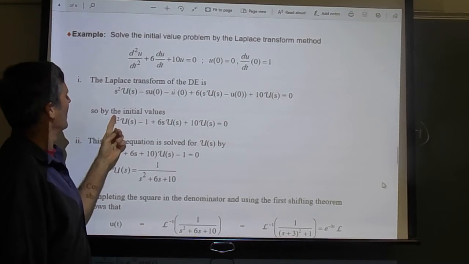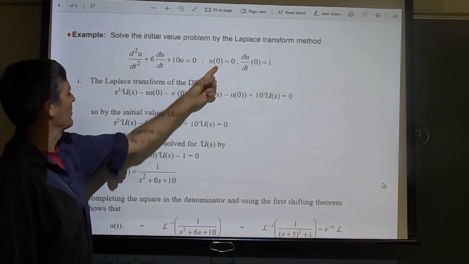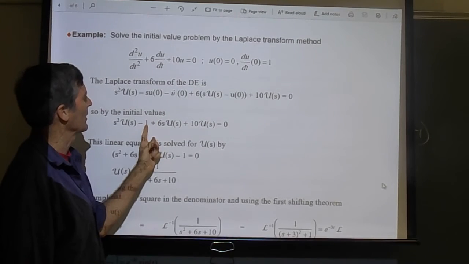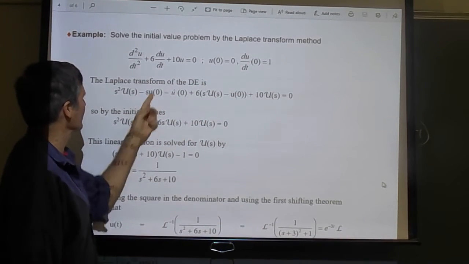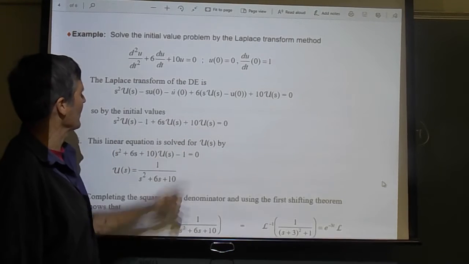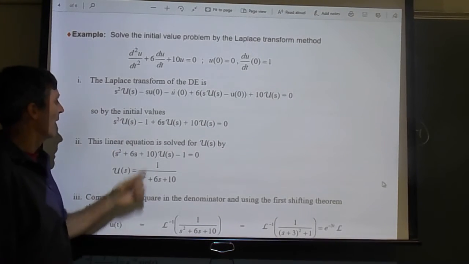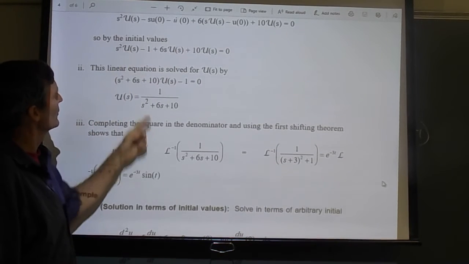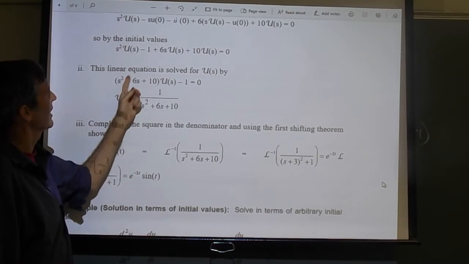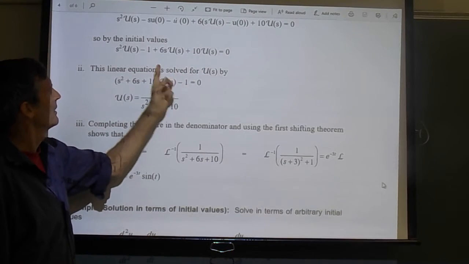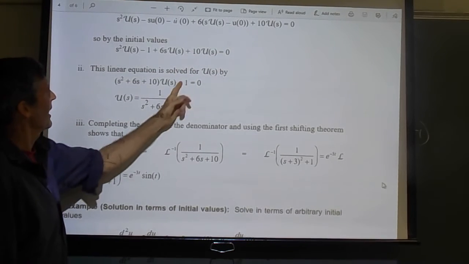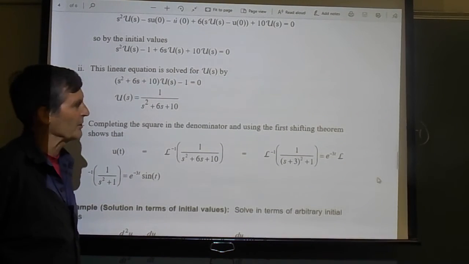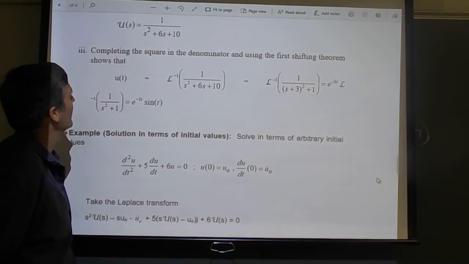All right. Put in the initial values. For u of 0, we put 0. But for u prime, we put 1. So we got a minus 1 here. And this is 0. Here's the equation now, the algebraic equation. That was step 1. Step 2, we have to go back to algebra, solve for U of s, which is here, times all this stuff. Minus 1 equals 0 on the right. Add 1 on the side, divide by this. Here's the Laplace transform of the solution, so we just have to invert it, right?